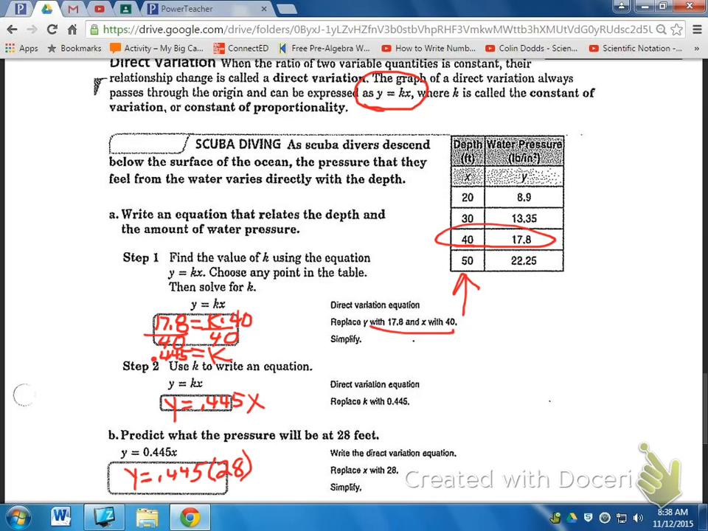In this case, it would be y equals 12.46, and that is pounds per inches cubed. I'm sorry, squared.